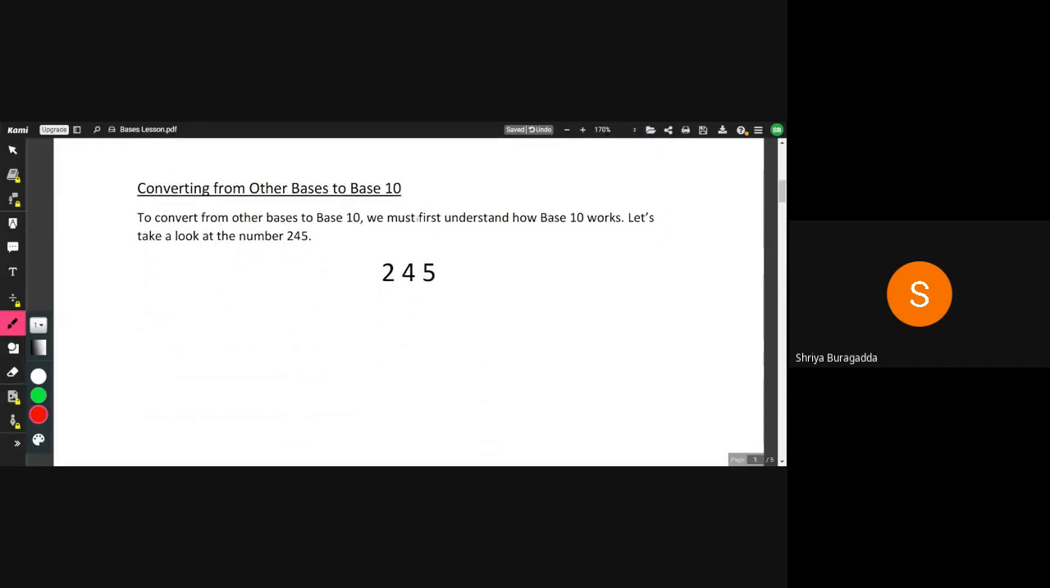So let's start with converting other bases to base 10. This is the easier part. To convert other bases to base 10, we have to understand how base 10 works. So let's take a look at the number 245. Let's start at the ones place. How we can break this down is 10 to the 0th power, which is 1. As you know, anything to the 0th power is 1, and then times 5. So that gets you 1 times 5, which is 5.